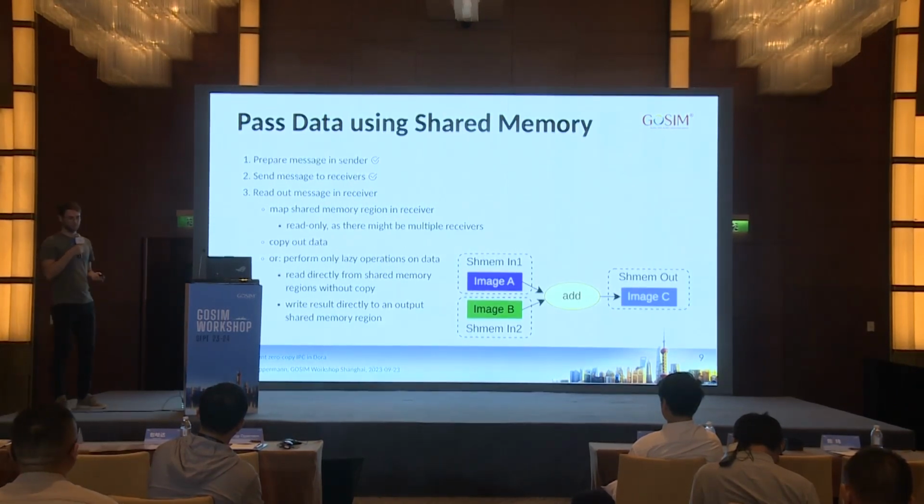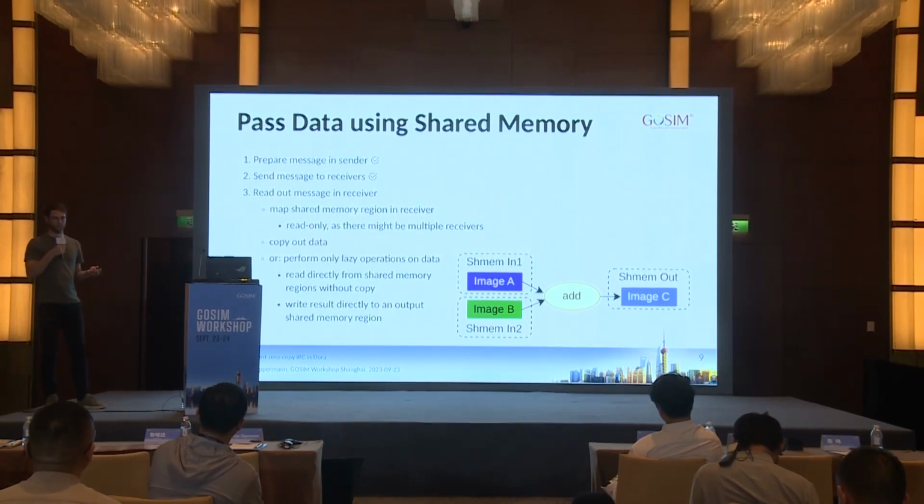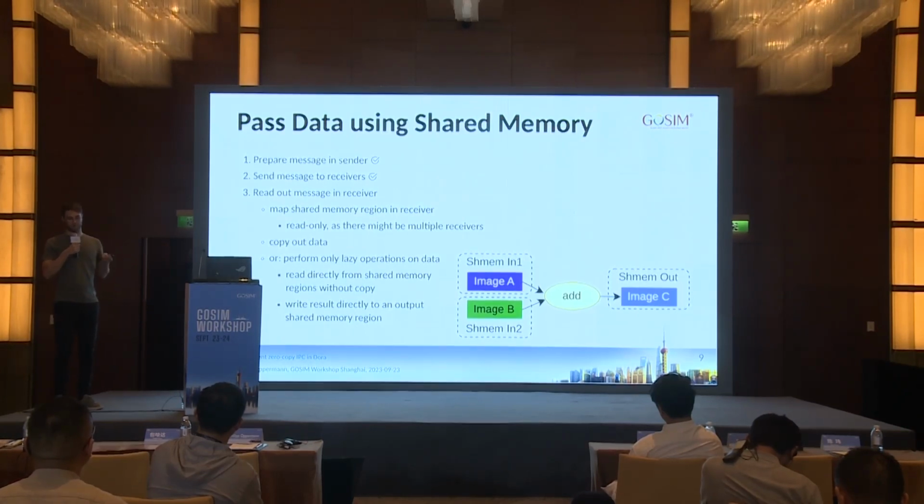After receiving a message, the receiver can map that region into its own address space, and it's important that it does this in a read-only way to prevent accidental modification, because there might be multiple receivers and modification of the data might lead to data races and undefined behavior. And after mapping the data, we can copy it out, or more efficiently, we can perform some operations directly on that data. And ideally, we write the result directly to a new shared memory region.